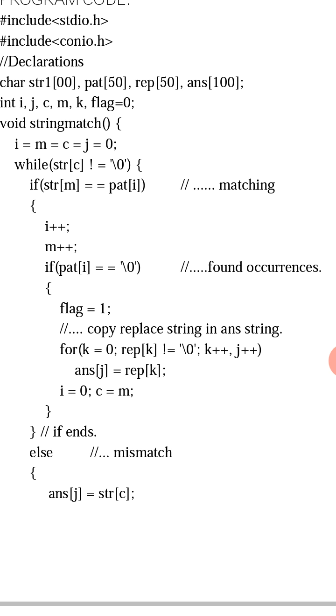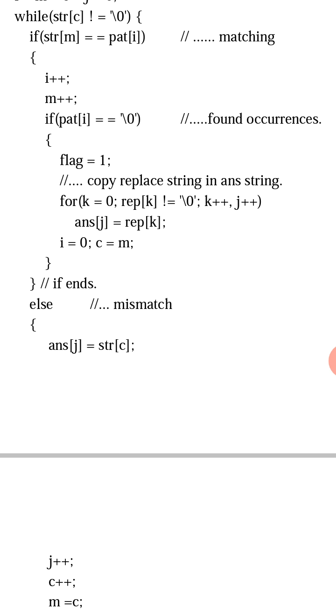When the value of M is equal to 0 and I is equal to 0, and I extract the first character from our main string, I will get B, and from the pattern string I will get G. Here both B and G are not the same, so it will jump to the else part. If it is not equal, then I am simply copying the first character of the main string to the answer string.